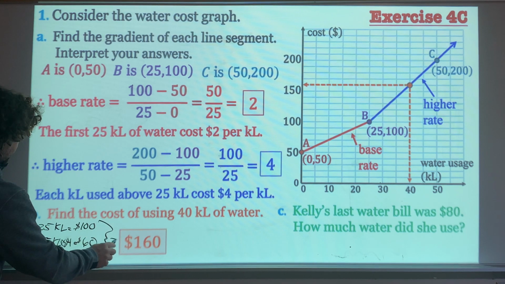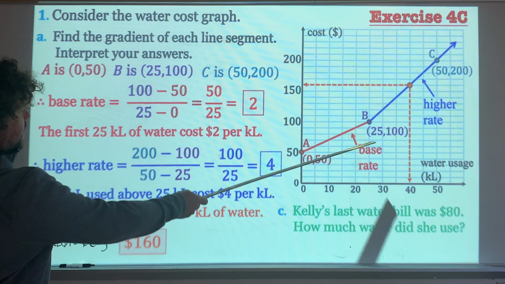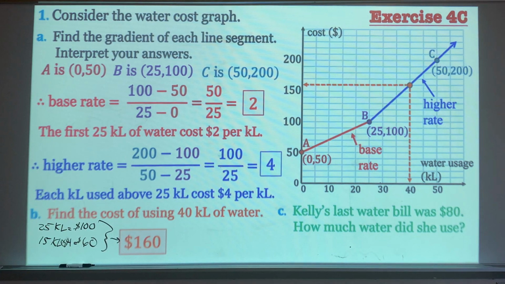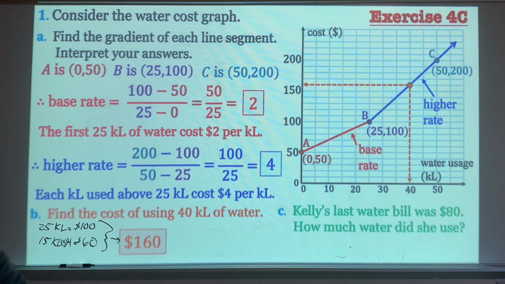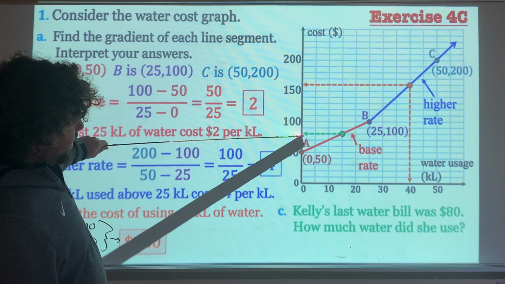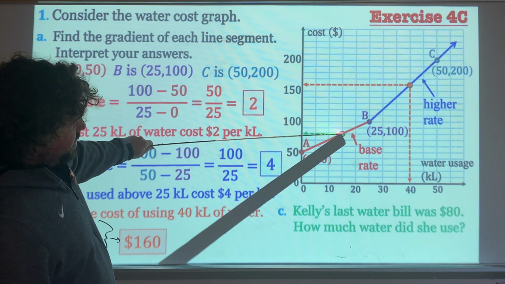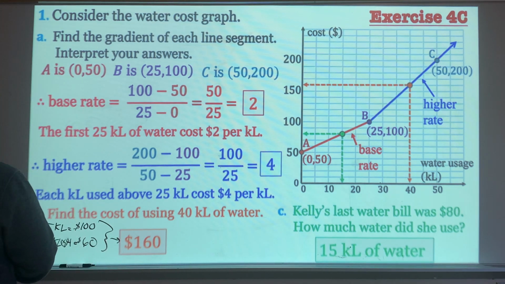Guess what happens when you add these two together? 160 kiloliters. So now you're able to solve it with a graph or with just mental math. All right? C, Kelly's last water bill was $80. How much water did she use? So let's go to the cost. 50, 60, 70, 80. Still in the base rate. Bring it down. She used 15 kiloliters of water.